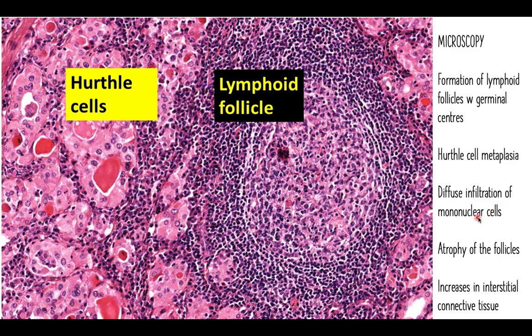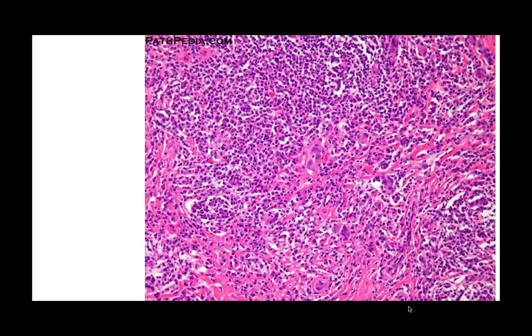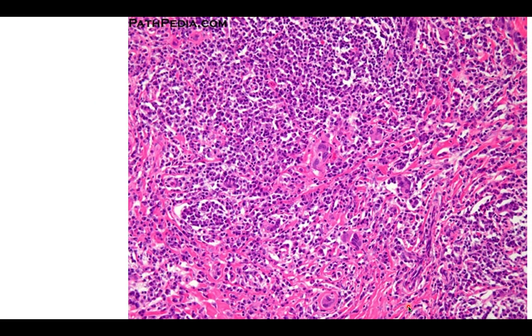Diffuse infiltration of mononuclear cells within the lesion. There is a diffuse infiltration of the mononuclear cells. The atrophy of the thyroid follicles, as well as increase in the interstitial connective tissue. Sometimes you cannot see all the features in one area, but you need to search for it.